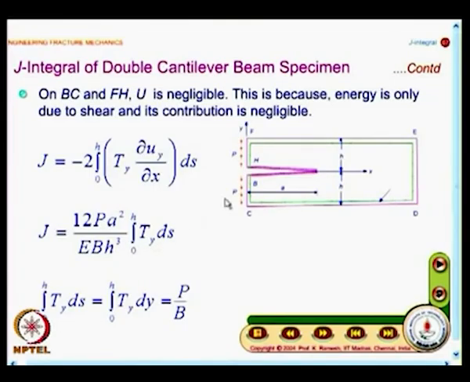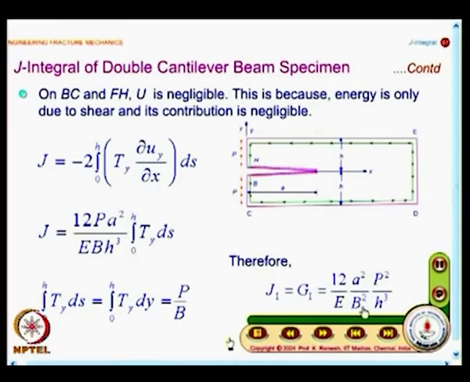And I have already said, even while writing P as shear loading, that the integral of the variation should go to the value P. So, you have integral 0 to h Ty ds, that is equal to integral 0 to h Ty dy, and you get this as P by B. And when you substitute this, you get the final expression J1 equal to G1 equal to 12/E times a²/B² multiplied by P²/H³.